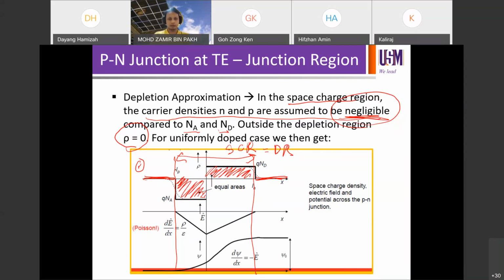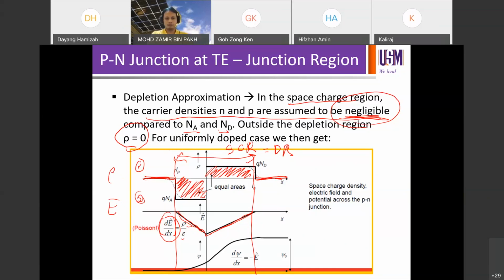And as a result, dE/dx is going to be given by this. The electric field at the junction is going to take this shape, due to dρ/dx. So space charge density, electric field. The first one is space charge density, and the second one is the electric field across the PN junction.